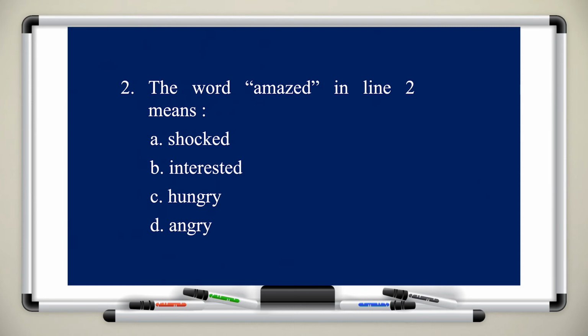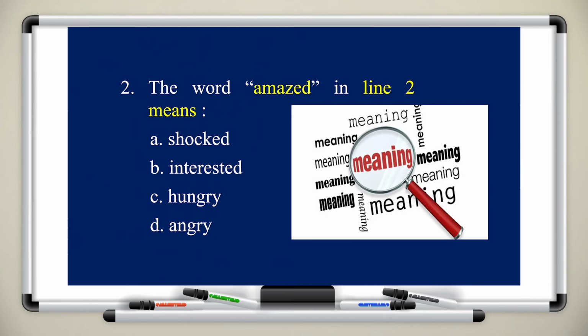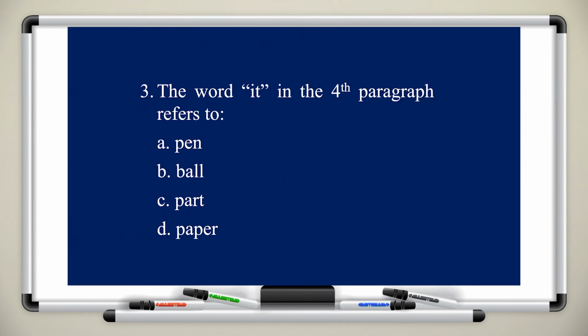So the word amazed in line 2 was in bold, right? So what does it mean? What does amazed mean? We want the meaning of amazed. Is it shocked, interested, hungry, or angry? It was shocked, of course, because he was amazed, shocked. Let's go to question number 3.